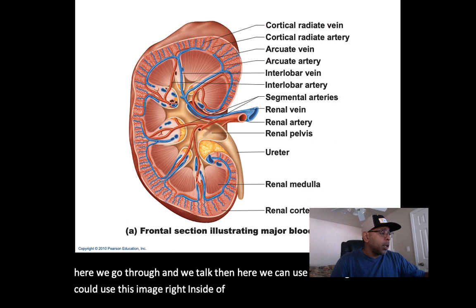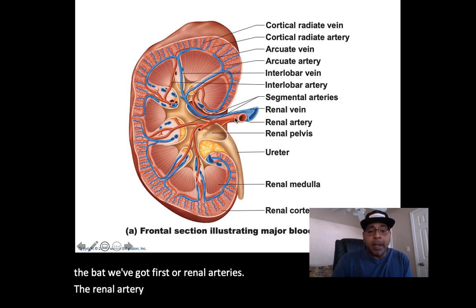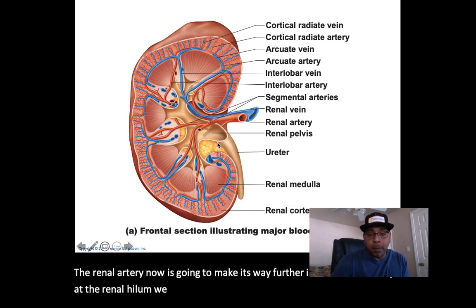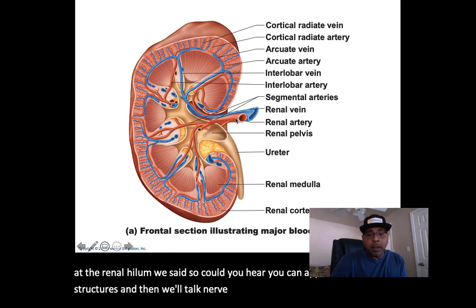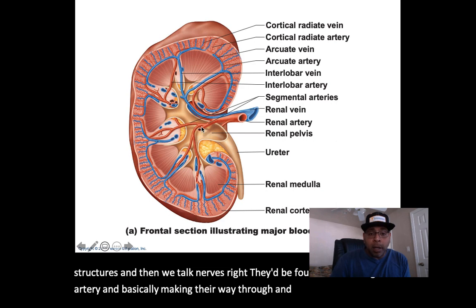Now here we can see right off the bat, we've got first our renal arteries. The renal artery is going to make its way further into the kidneys at the renal hilum, we said. So you can appreciate all of these structures. And then we talk nerves, right? They'd be found surrounding this artery and making their way through. You can check all that out there.